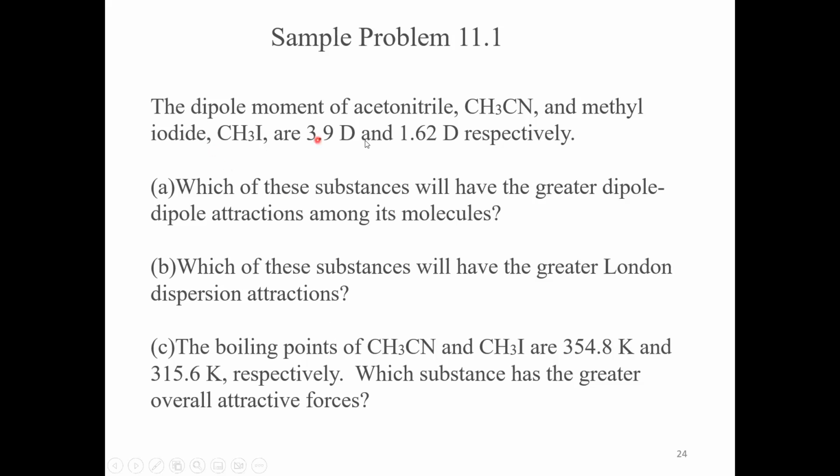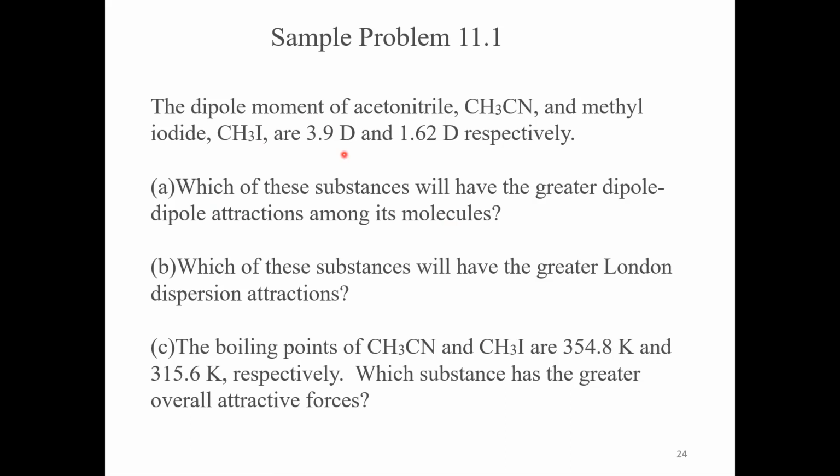But for the first one, the dipole moments of acetonitrile, so we've got a methyl group with a cyanide coming off of it, and methyl iodide are 3.9 and 1.6. D is just the unit for that dipole moment. So 3.9 for acetonitrile, 1.62 for methyl iodide. We want to answer these three questions using that information. Which of these substances will have the greater dipole-dipole interaction among its molecules? Since acetonitrile has the larger dipole moment, we'll see a greater dipole-dipole attraction within that substance.